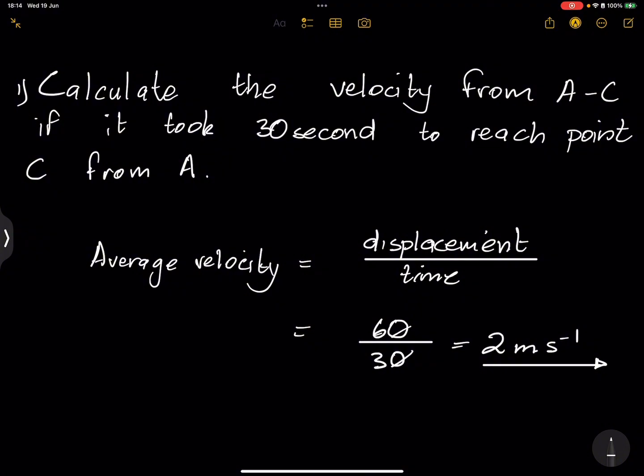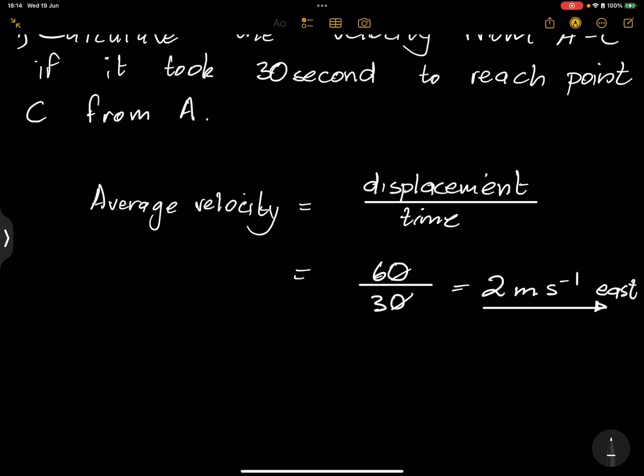Okay, right, but note, because we're dealing with average velocity, that means that we now have to consider the direction, right? So we get a positive velocity, it means it must have still been to the east, or to the right, whatever you want to use for direction, right?